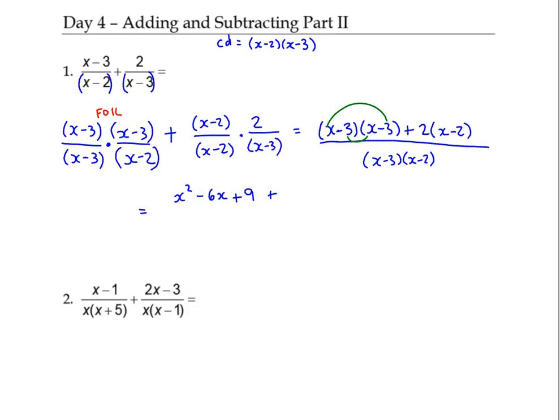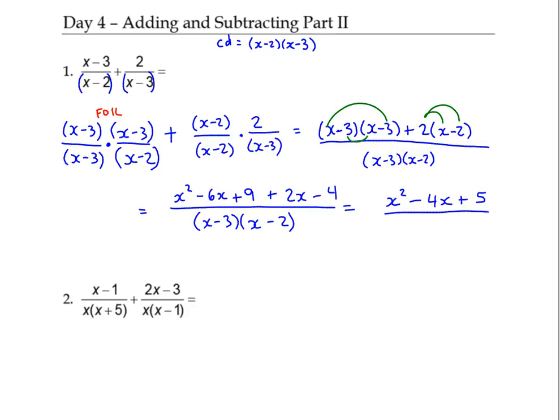Good. Plus, bringing in the 2, the distributive property. 2 times x, 2x, and 2 times negative 2, minus 4. A lot of writing. Okay, so collecting like terms, what's my numerator going to become? X squared plus or minus? Minus what? Minus 4x plus 5. We always check to see if we can factor the numerator, just in case something factors.